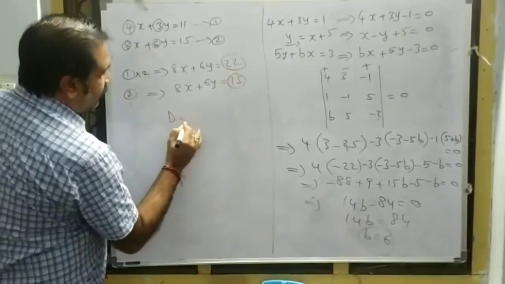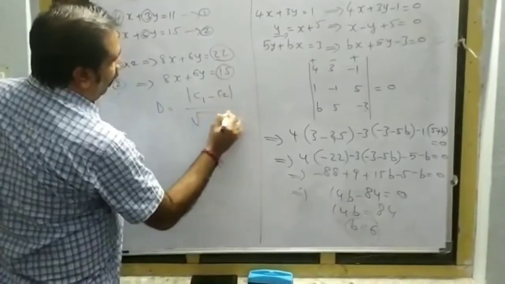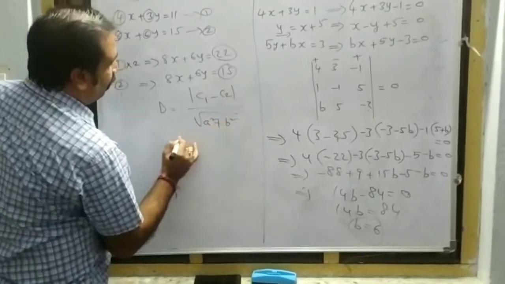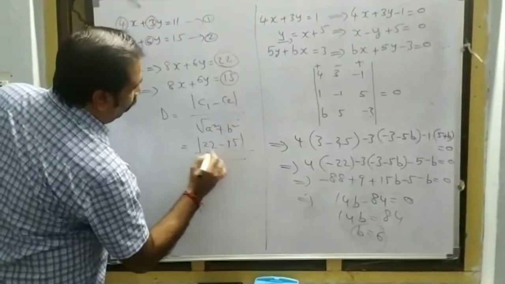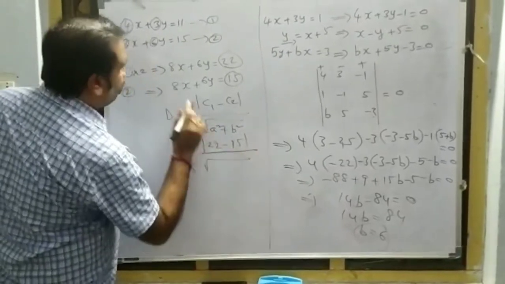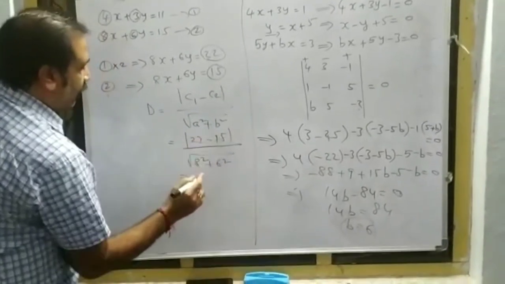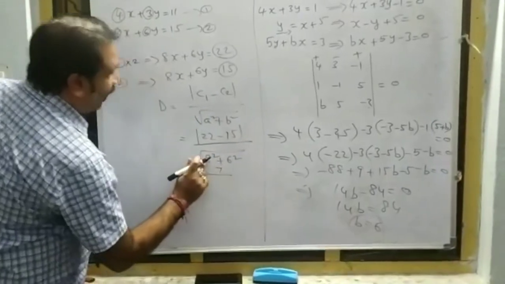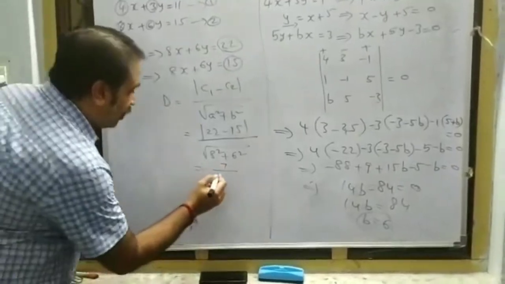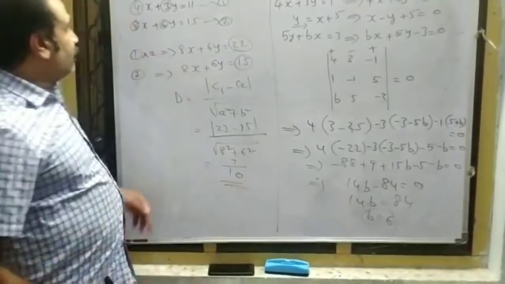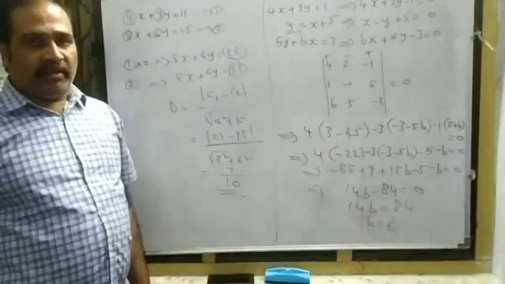So what is our distance between these parallel lines? Mod of C1 minus C2 by under the root of a square plus b square. Mod of 22 minus 15 by under the root of 8 square plus 6 square. 22 minus 15 becomes 7, by 8 square means 64, 6 square means 36, root 100 means 10 only. So what is the distance between these two parallel lines? 7 by 10 units only. Completed.